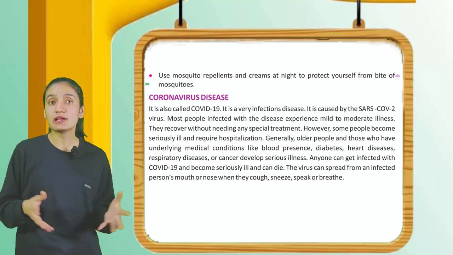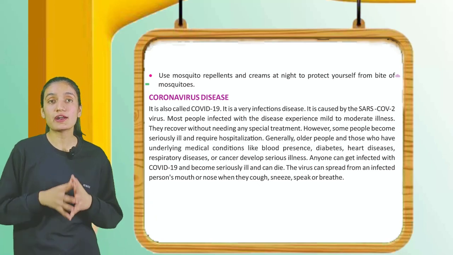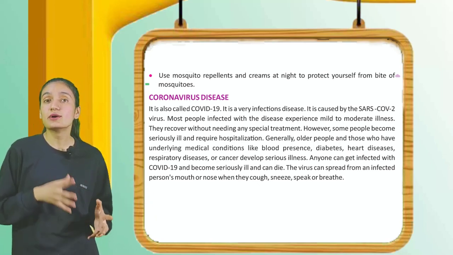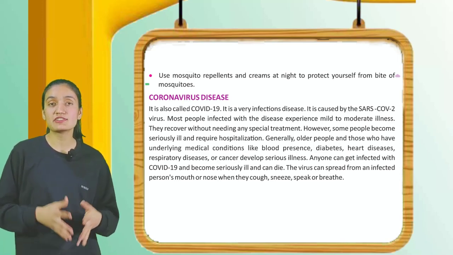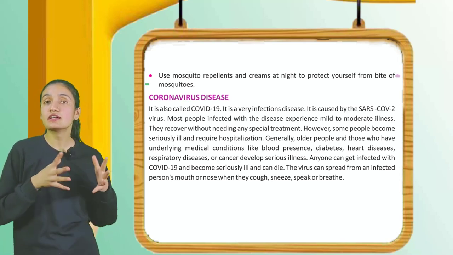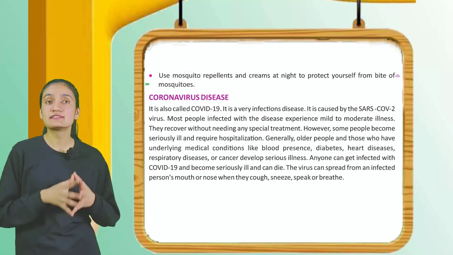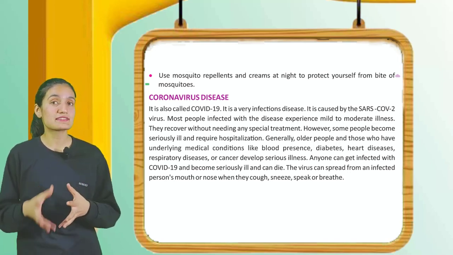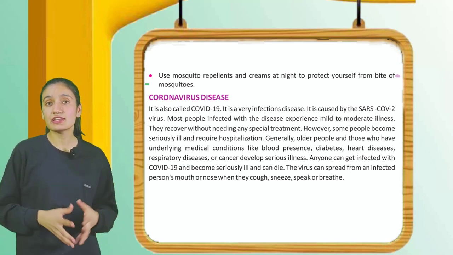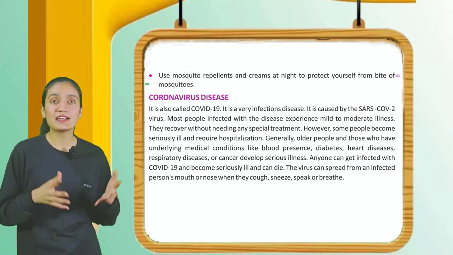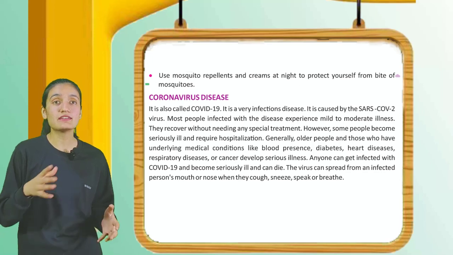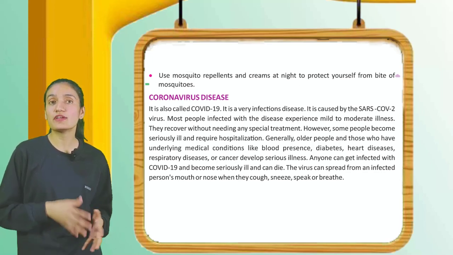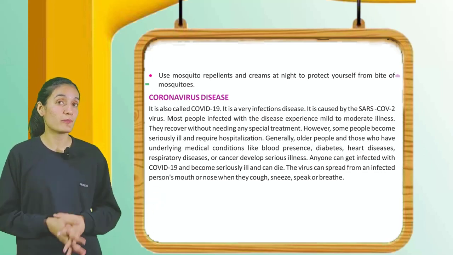However, some people become seriously ill and require hospitalization. Generally, older people and those who have underlying medical conditions like blood pressure, diabetes, heart disease, respiratory disease, or cancer develop serious illness. Anyone can get infected with COVID-19 and become seriously ill and can die. The virus can spread from an infected person's mouth or nose when they cough, sneeze, speak, or breathe.